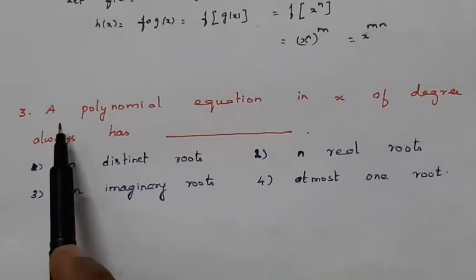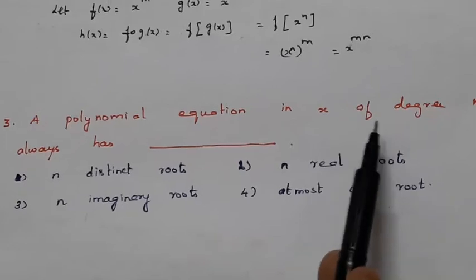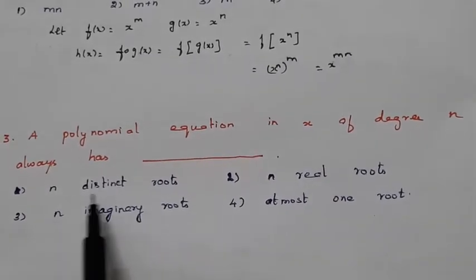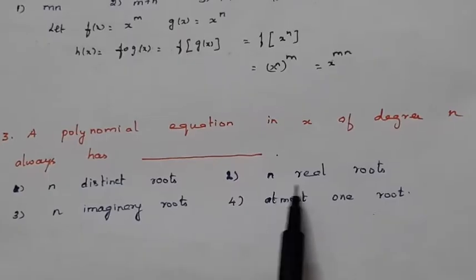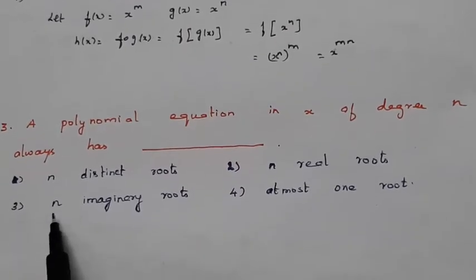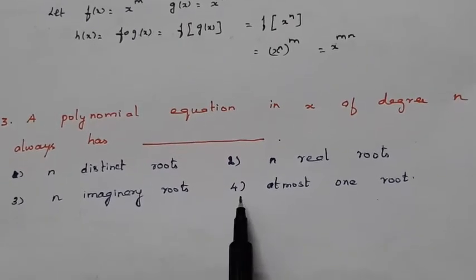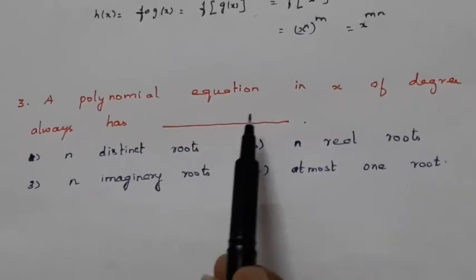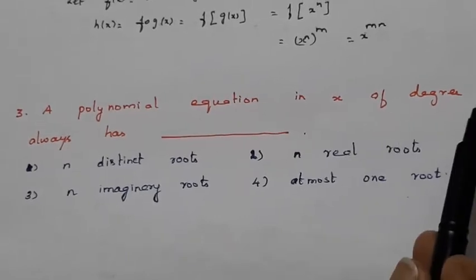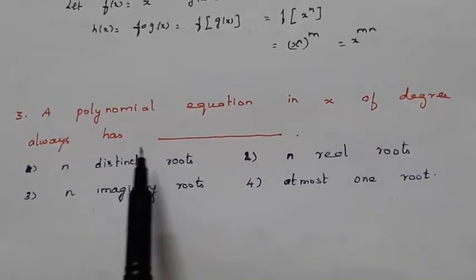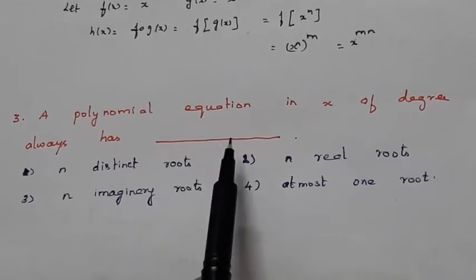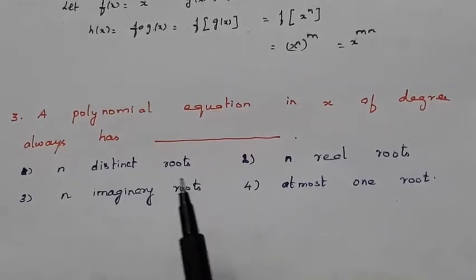Then the third one: a polynomial equation in x of degree n always has dash. Option 1, n distinct roots. Option 2, n real roots. Option 3, n imaginary roots. Option 4, at most one root. You know that if a polynomial equation is of degree n, it will always have n roots. But not all the n roots will be distinct. There may be some equal roots.